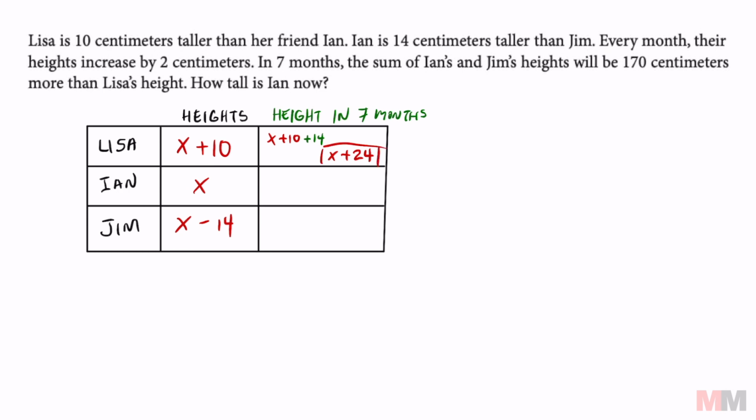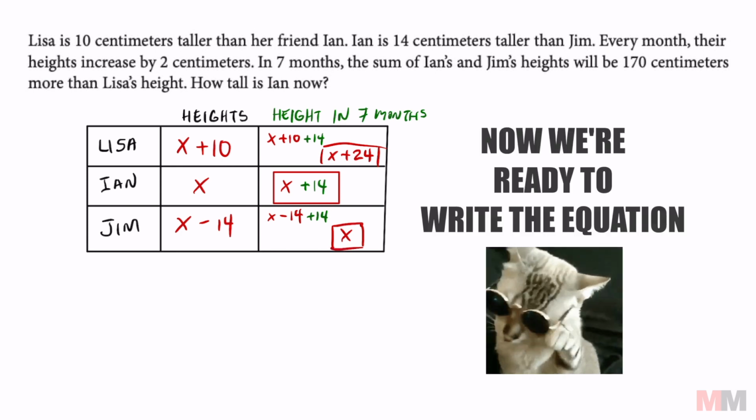Ian's will be pretty easy. That's just going to be whatever Ian is plus 14. That's how tall he'll be after 7 months. And Jim is X minus 14, who grew another 14 centimeters. If you combine like terms, that's just going to be X. We know how tall everyone is after 7 months.